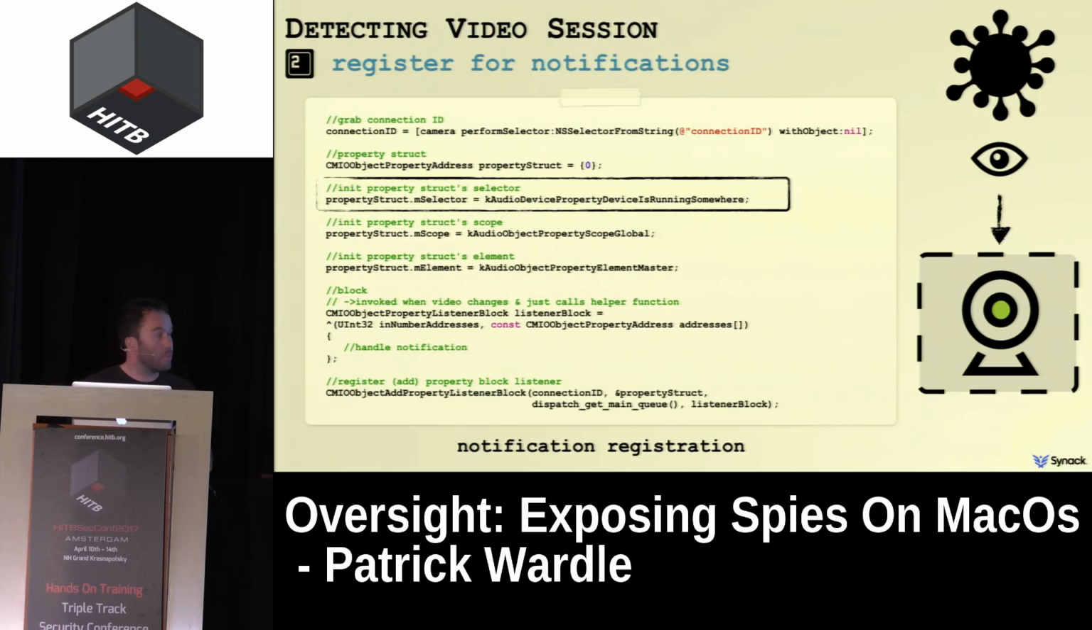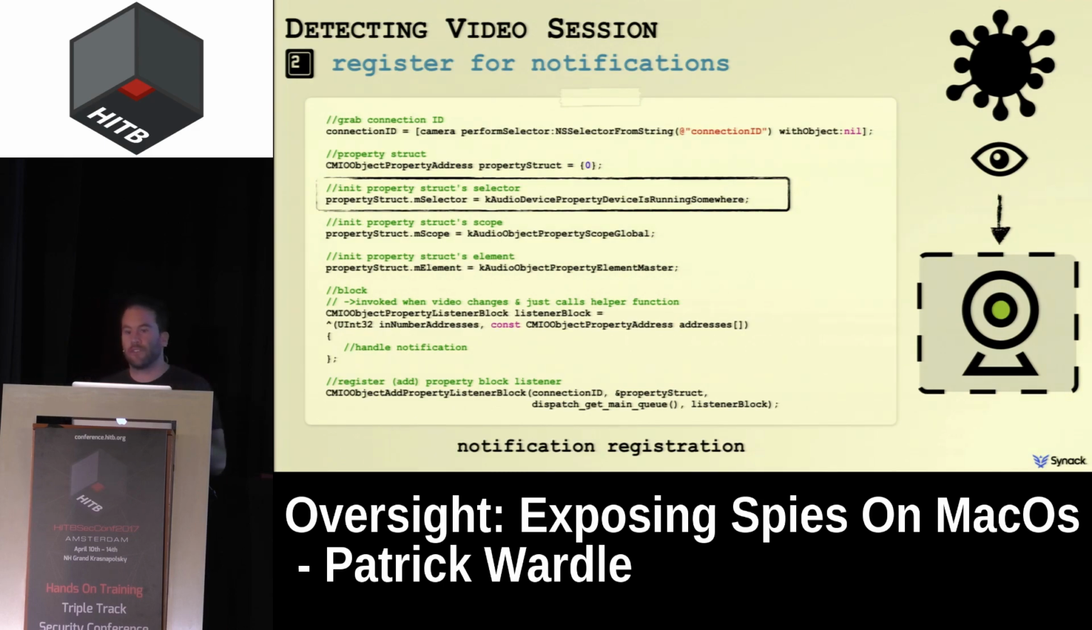So what notification are we going to register for? Well, we're going to register for when the webcam goes on or off. And we can do this with the CMIO object add property listener block method. This method takes a variety of parameters. The first is a connection ID, which we can get from the camera. Basically, this is a private instance variable, but in Objective-C we can access that. Then the next thing we pass is the notification we're interested in, again, the on and off. And then finally, we pass in a callback block.